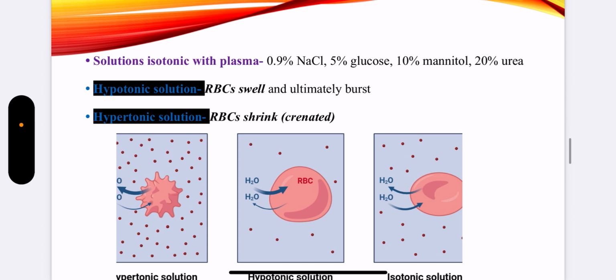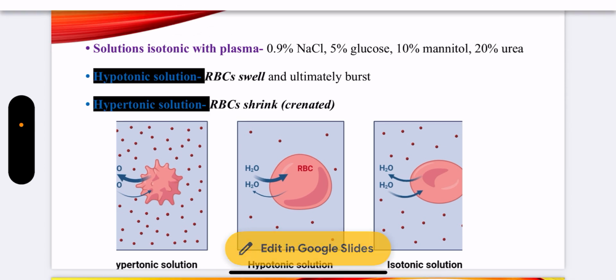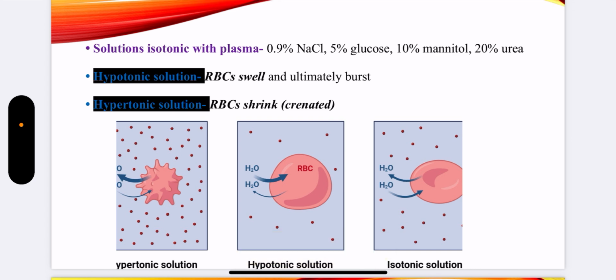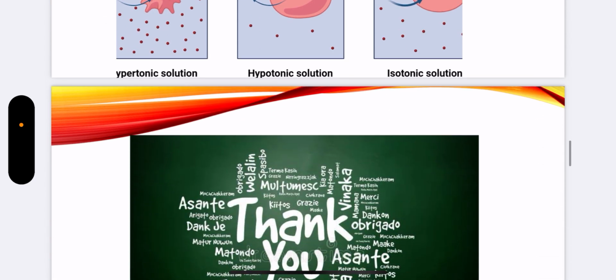But if the cells are placed in hypertonic solution, they will undergo crenation. As you can see here in the first diagram, when the RBCs are placed in hypertonic solution, there is movement of solvent out of the RBC into the solution. They will undergo shrinkage. The second part shows when the RBCs are placed in hypotonic solution, there will be imbibition of water. Isotonic is normal. So osmotic fragility is the ease with which RBCs are broken down or hemolyzed when placed in hypotonic solution. They tend to swell and ultimately burst.